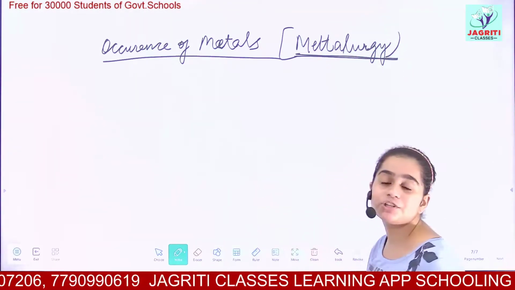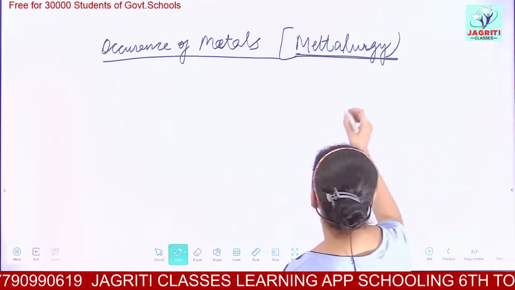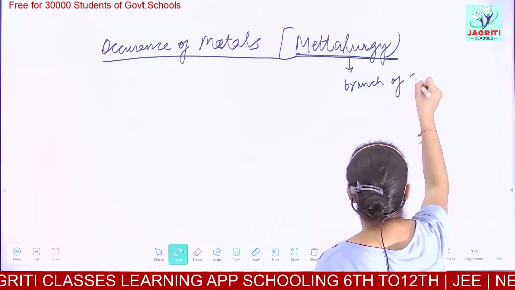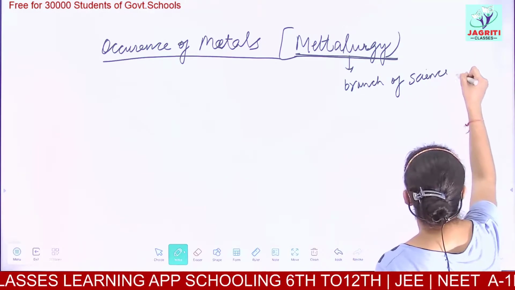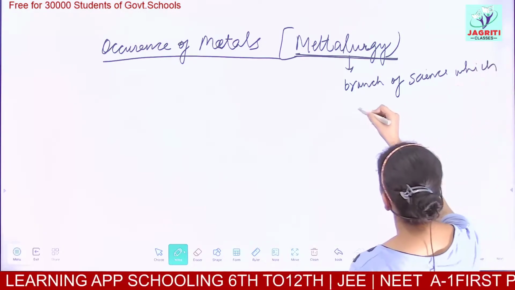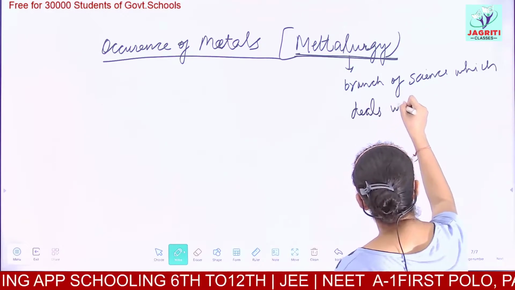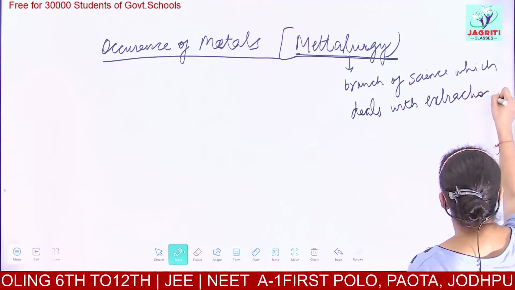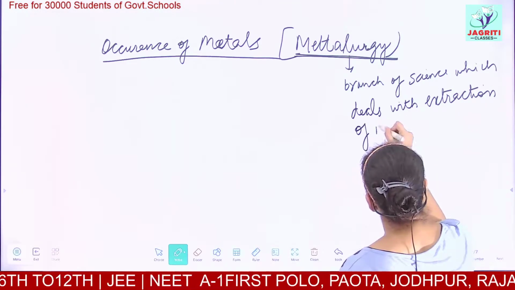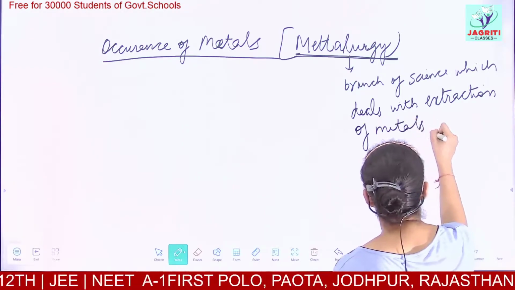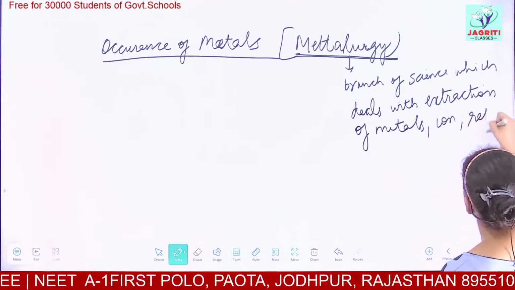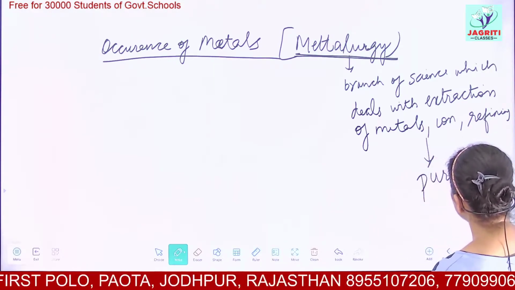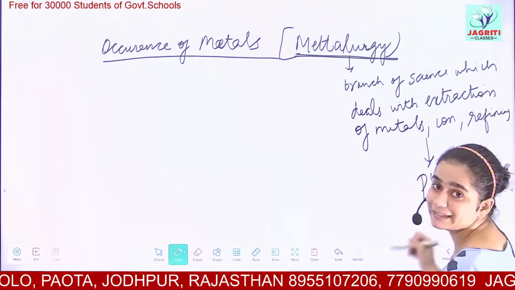You'll also have a chapter of metallurgy in further classes. Metallurgy is a branch of science which deals with extraction of metals, then concentration of metals, and refining of metals to get the metal in the pure form. This is what metallurgy means.